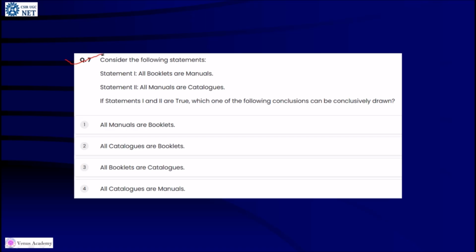Next, question number 7. Consider the following statements. Statement 1. All booklets are manuals. Statement 2. All manuals are catalogs. If statements 1 and 2 are true, which one of the following conclusions can be conclusively drawn? Option number 3. All booklets are catalogs. Option number 3 is the correct option, students.